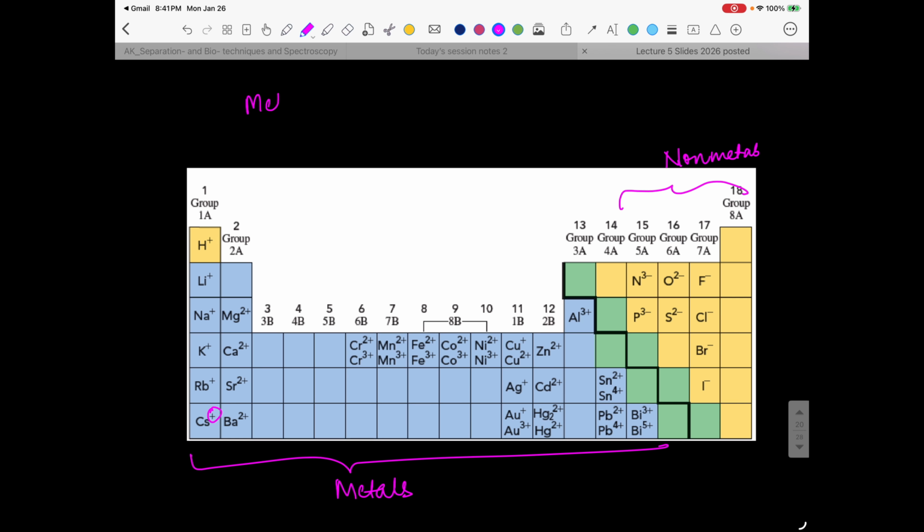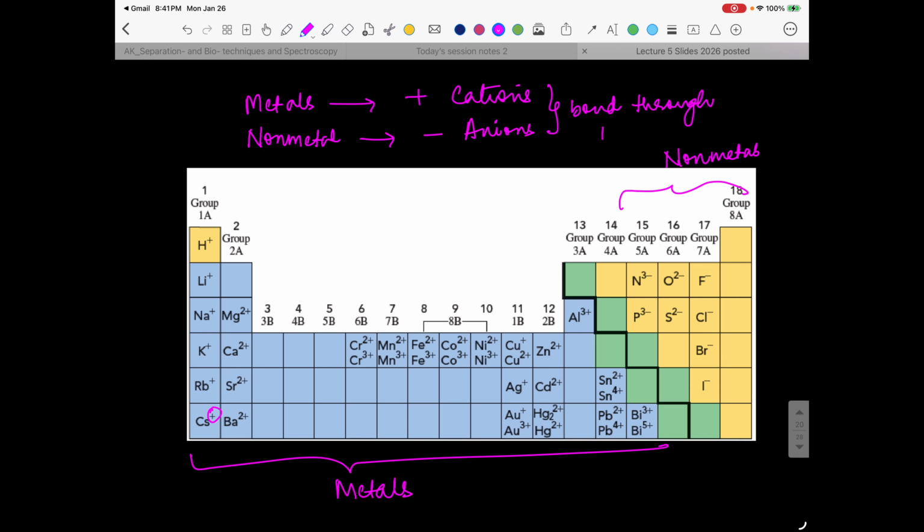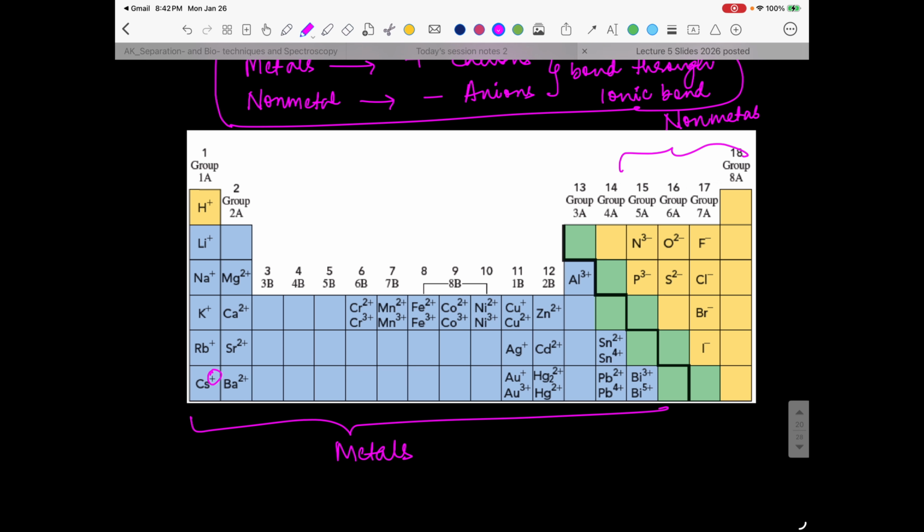So metals will become positively charged, positive cations, and non-metals will gain electron and become negatively charged anions. And these two bond together through ionic bond. So this is like one type of bonding, ionic bonding.